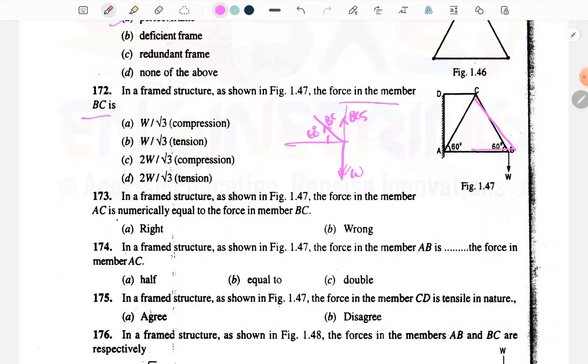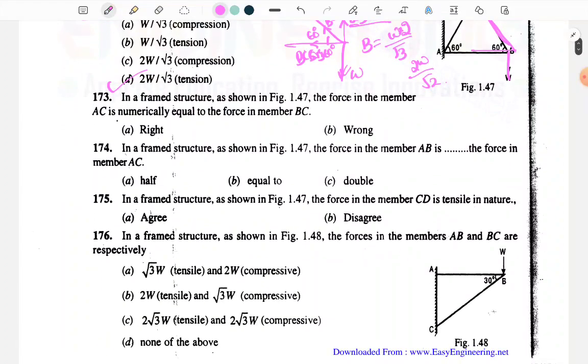BC into sin 60 is equal to W, as you equate the vertical components. So BC is equal to W by sin 60. Sin 60 means root 3 by 2, and the 2 goes to the numerator. So 2W by root 3. The weight is pulling downward, so tension will be there in this member. 172 is D.